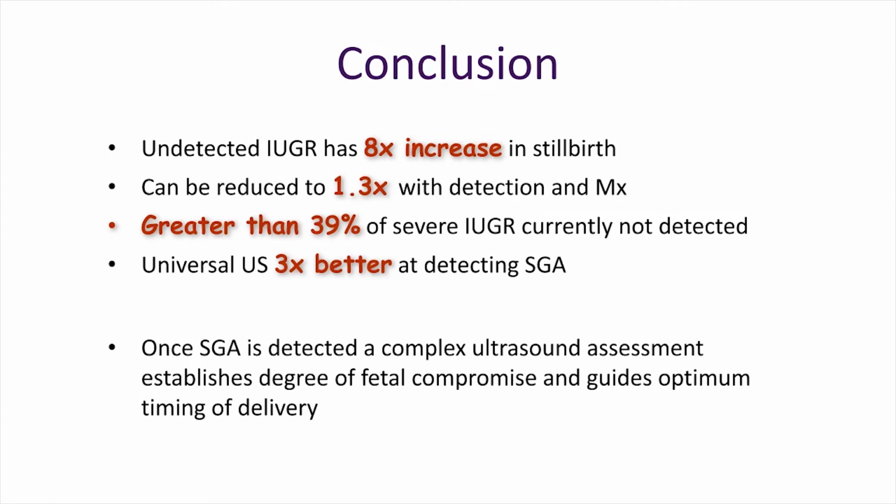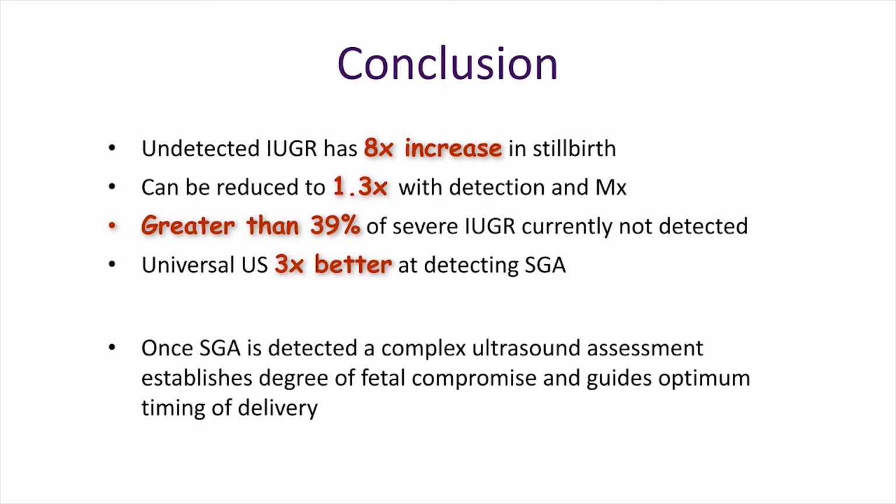So just in conclusion, undetected growth restriction has an 8 times increase in stillbirth risk, but that can be reduced to approximately 1.3 times with appropriate detection and management. In Victorian hospitals, according to the Maternity Health Indicator, 39% of severe IUGR cases are not being detected. But given that a lot of those will have delivered before 40 weeks, it's probably actually 80%. So in other words, we're only detecting about 20% of growth-restricted fetuses using our current technique of only doing ultrasounds when we believe that the fetus is clinically small.